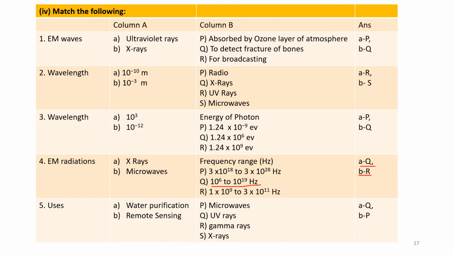Question number 5, uses. Now uses are given in column A. We have to match with the respective and corresponding electromagnetic waves. For water purification, we use ultraviolet rays. And option B in column A is remote sensing. Remote sensing we do using microwaves. So A is Q and B is P.